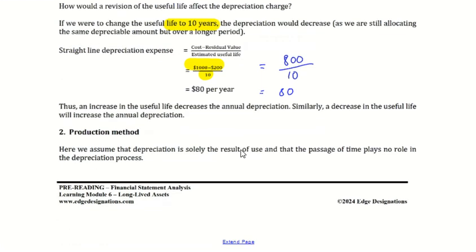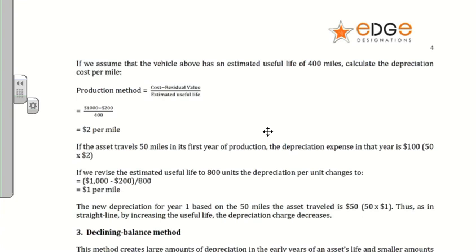Next method is called the production method. What does the production method do? The production method says we're not working on how long, it's not necessarily time based. What it does is it works out the amount that we actually use the asset for. Let's have a look over here. My numerator remains the same, cost less residual value, but now, look over here, my vehicle has got an estimated usage of 400 miles.